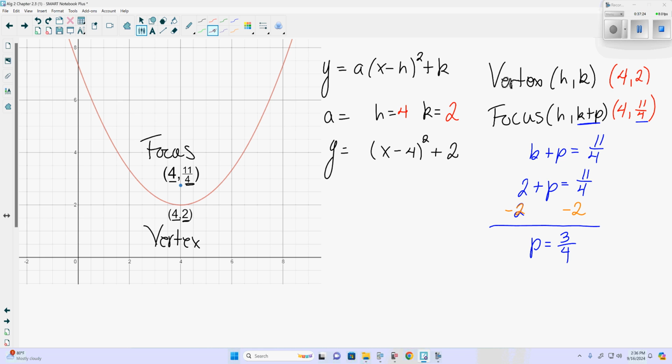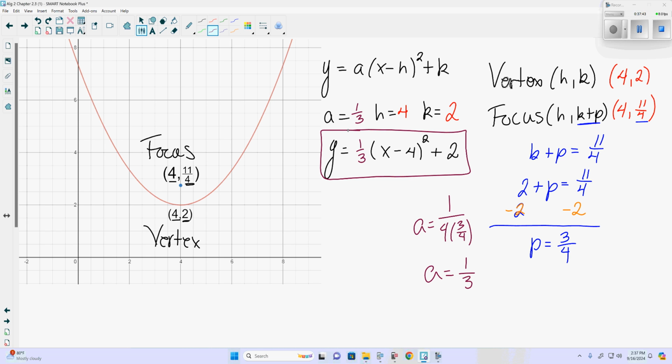But in order to finish this up, we do need to find the value of a. And again, 1/4 times 3/4. We can plug that into the calculator, let it do it for us. And it tells us it's 3/16. So y equals 3/16 times (x minus 4) squared plus 2.